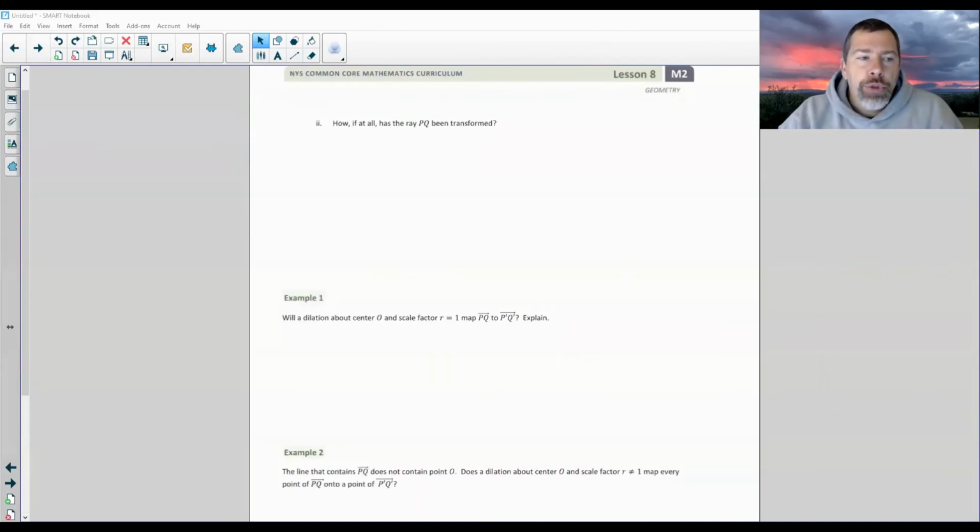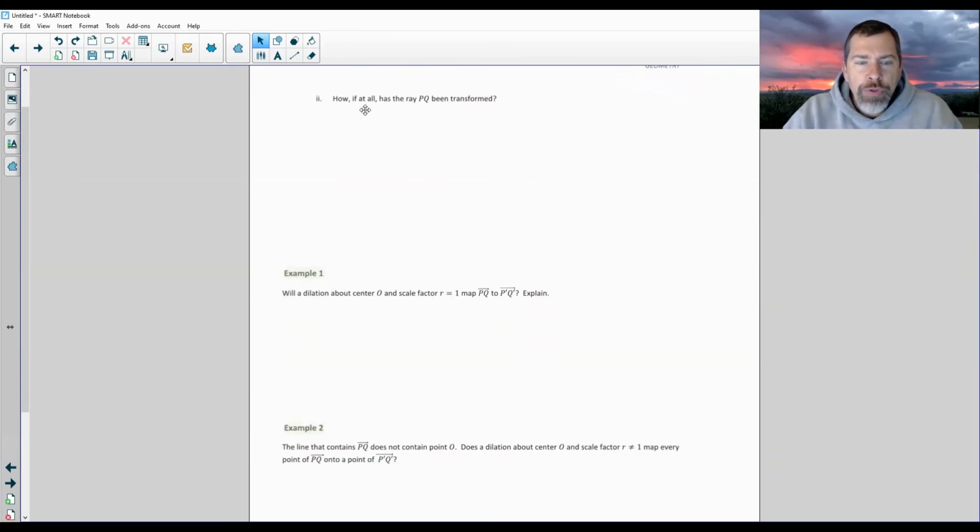All right, page 2 brings us to a couple more questions about that ray that we just did. It starts off with number 2 saying, how, if at all, has the ray PQ been transformed? So how has it been transformed, if it's been transformed at all? And the answer is the segment P prime, Q prime in ray P prime, Q prime. Okay, so let's go talk about that.